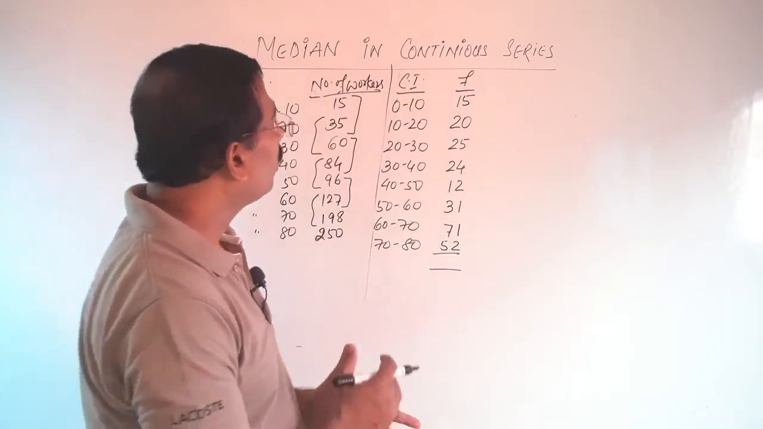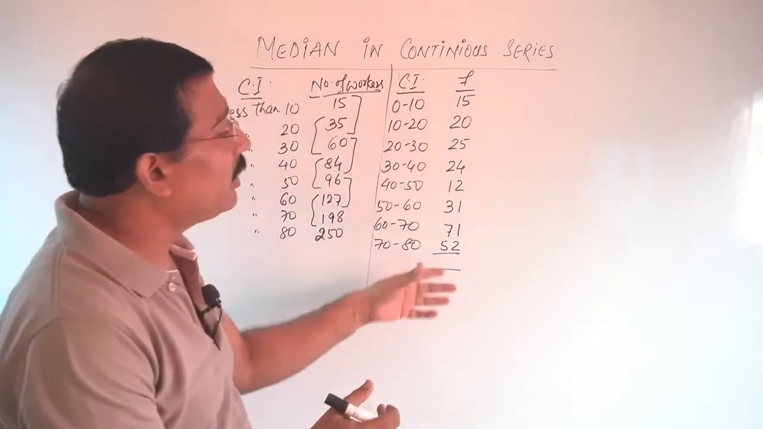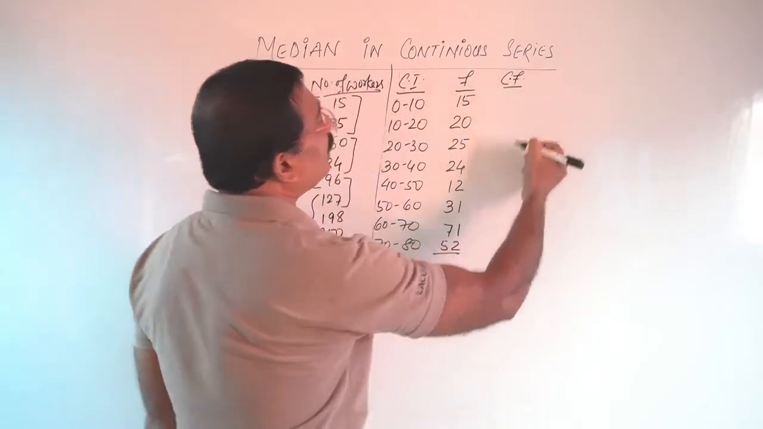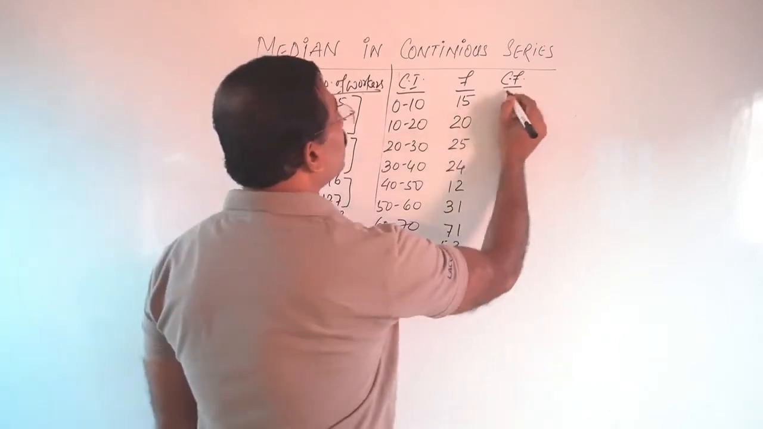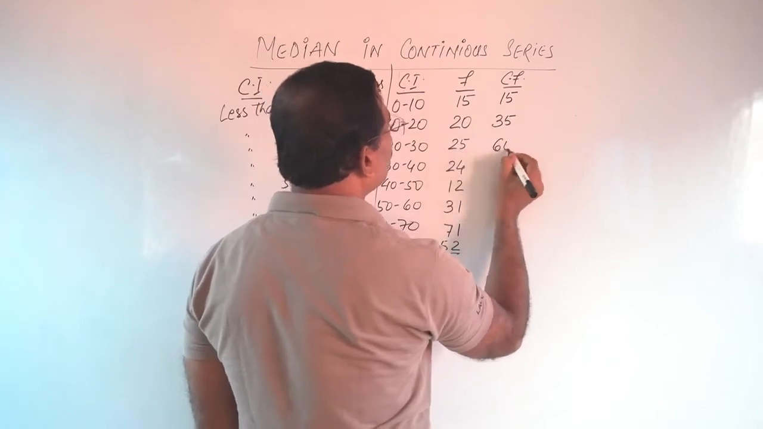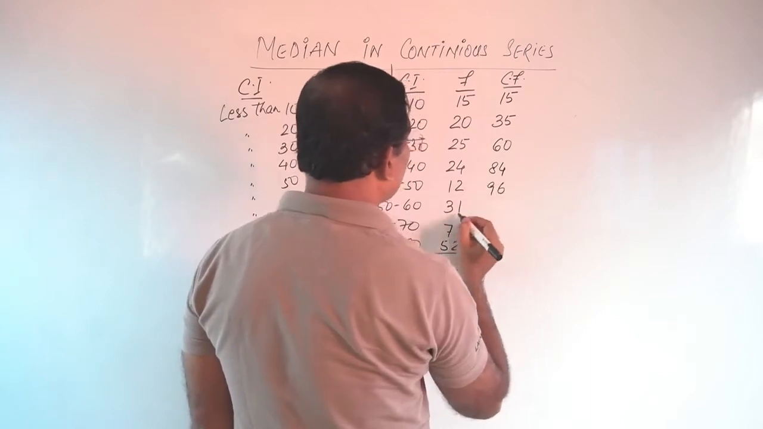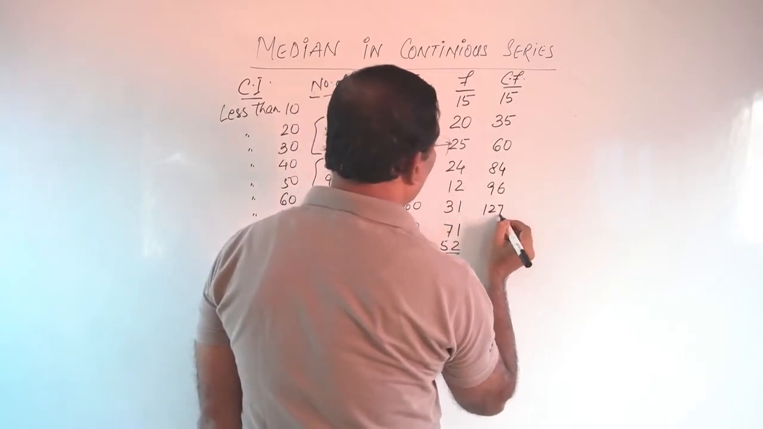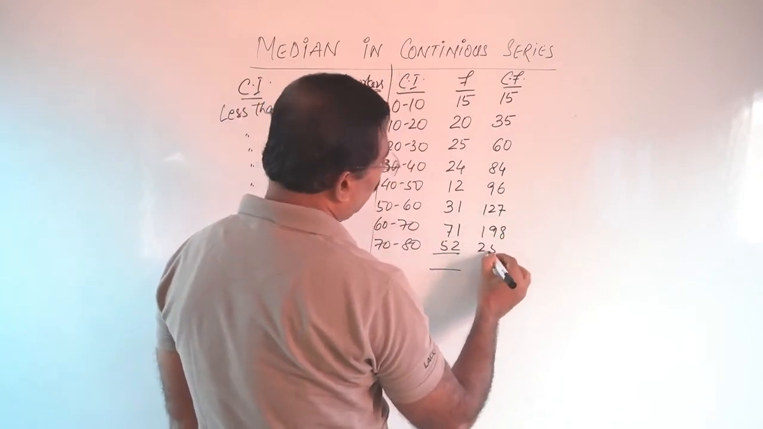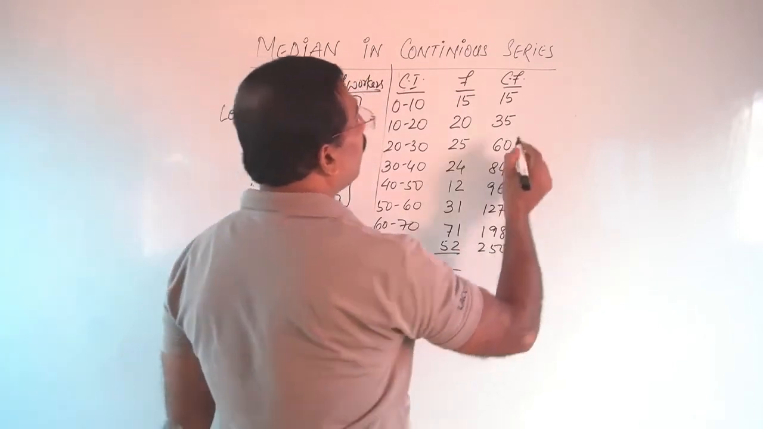Now you have arranged the question in a proper manner. Now calculate cumulative frequency. First 15 plus 20, 35 plus 25, 60 plus 24, 84 plus 12, 96, then 31, 127, then 198, and last 250. Clear? Now calculate the median.